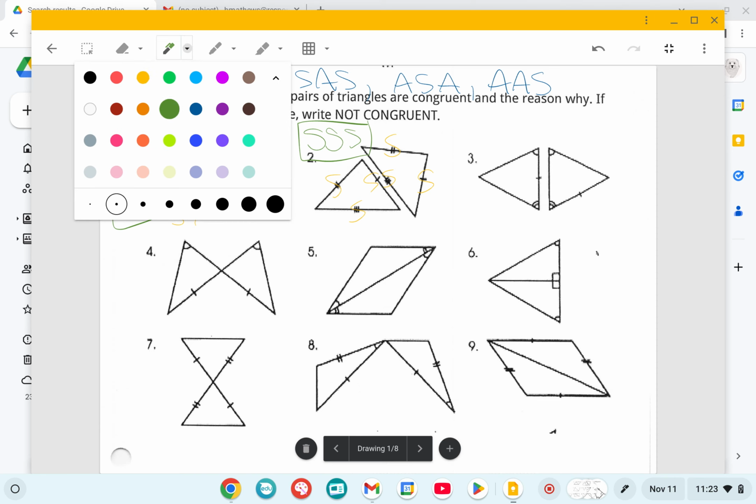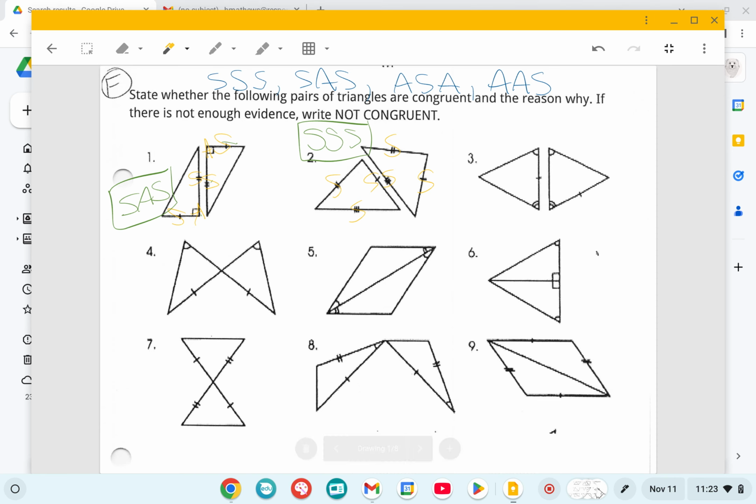Okay, now looking at number 3, again, we mark everything that goes together. We have angles here, we have angles here, and we have side and side here. Now, this is where a problem arises, and you need to be really careful. If you look at these two triangles, you can see they both have 2 angles and a side, but they are not in the same arrangement.